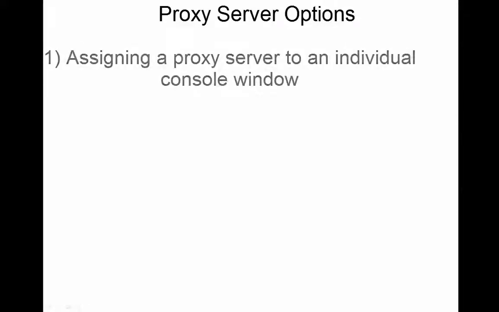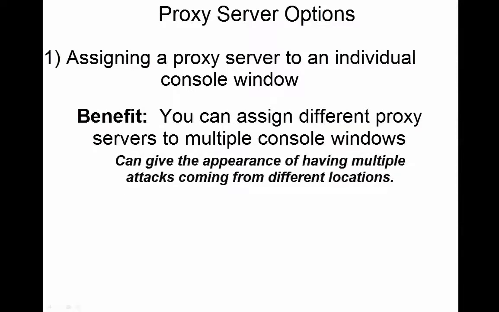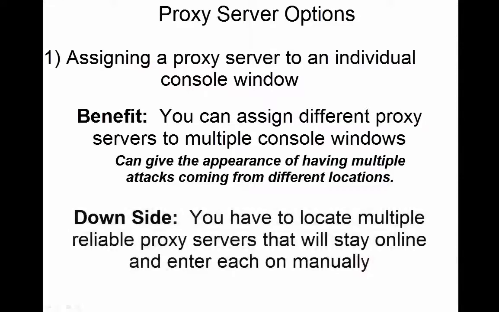While using the Kali Linux attack platform, there are a number of out-of-the-box options for evading detection. Among those is tethering a proxy server to a specific terminal window. The benefit of this is that you can assign a number of different proxy servers to different terminal windows. This could present the appearance that multiple attacks are originating from different locations. The downside of this is that you have to manually enter proxy server information for every window being used. You also have to make sure that the proxy servers are operational.